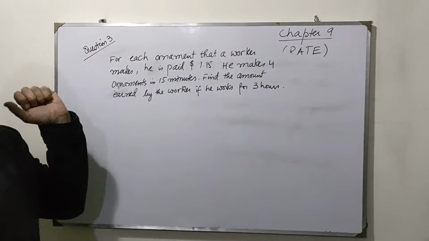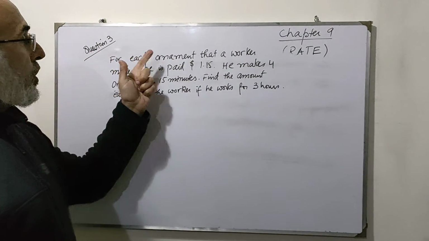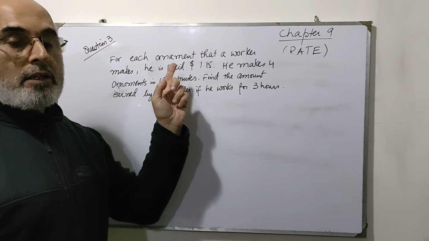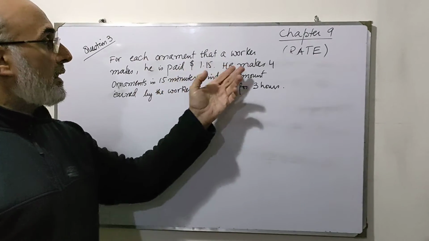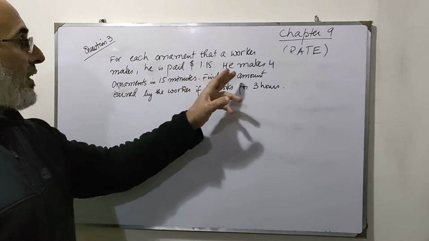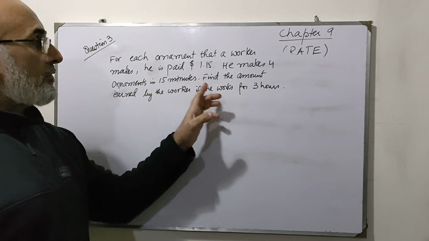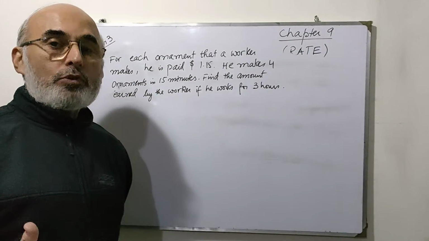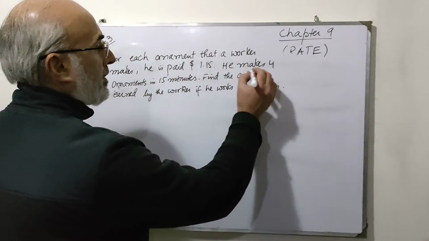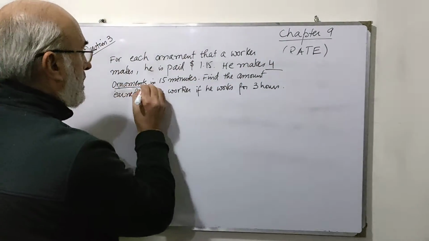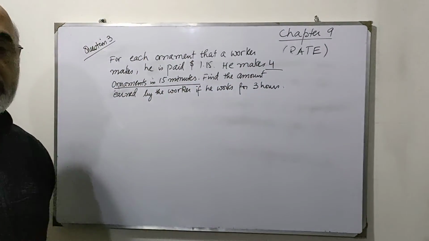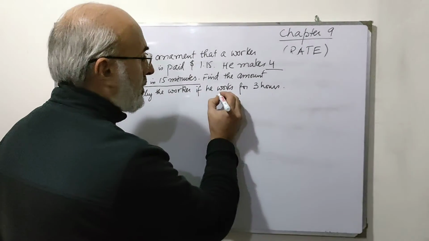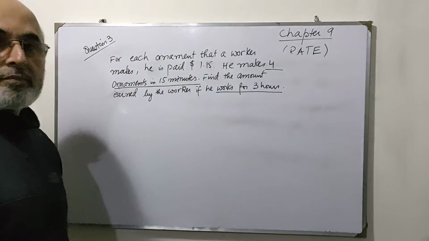The question number 3 from exercise 9B. For each ornament that a worker makes, he is paid $1.15. He makes 4 ornaments in 15 minutes. Find the amount earned by the worker if he works for 3 hours. What is given to us in this question is 4 ornaments in 15 minutes. This is one thing. And what we have to find is if the worker works for 3 hours.